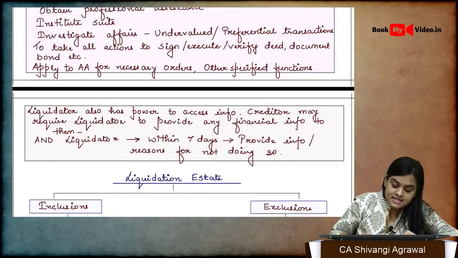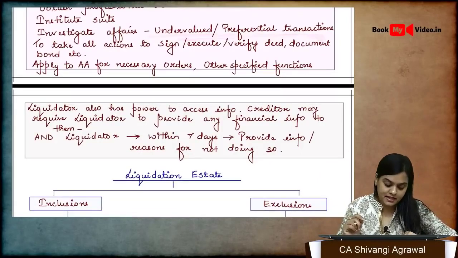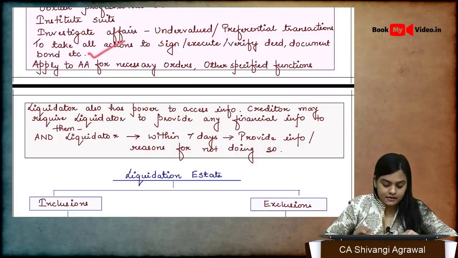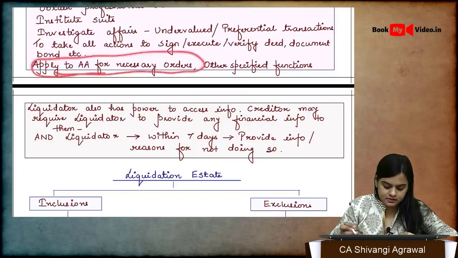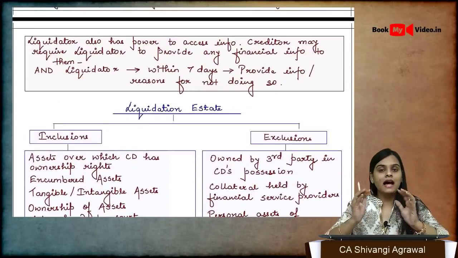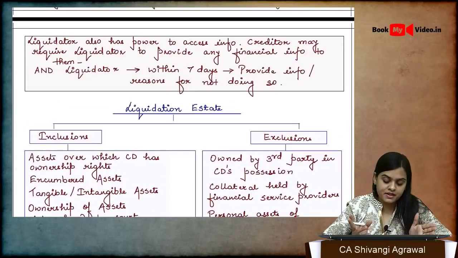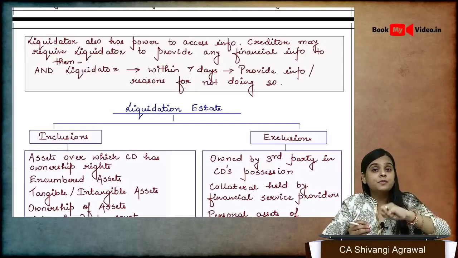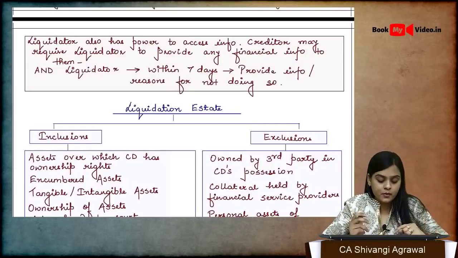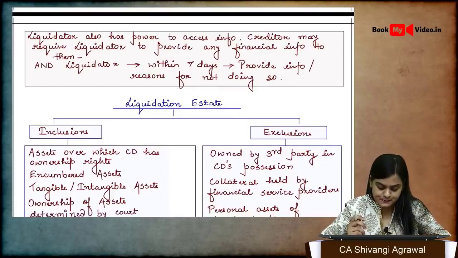He has to investigate affairs with respect to undervalued and preferential transactions, which I'm going to tell you right now, to take all the actions, to sign the documents, apply to adjudicating authority for necessary orders or other specified function. Now, liquidator will have the access to all information from information utility, books of accounts and everything. And if the creditor asks for information from the liquidator, then liquidator also has to provide financial information to them within 7 days.